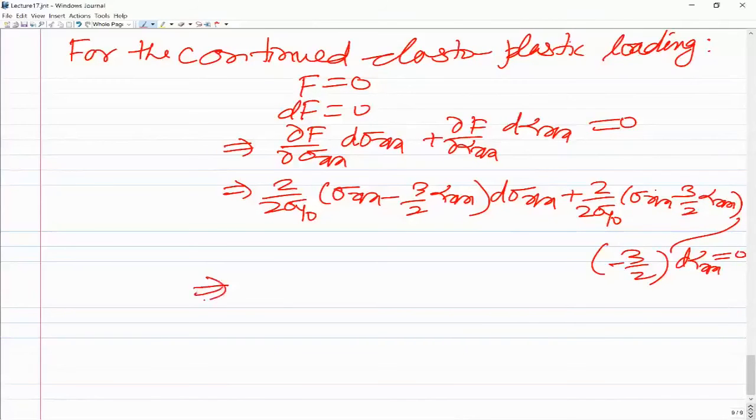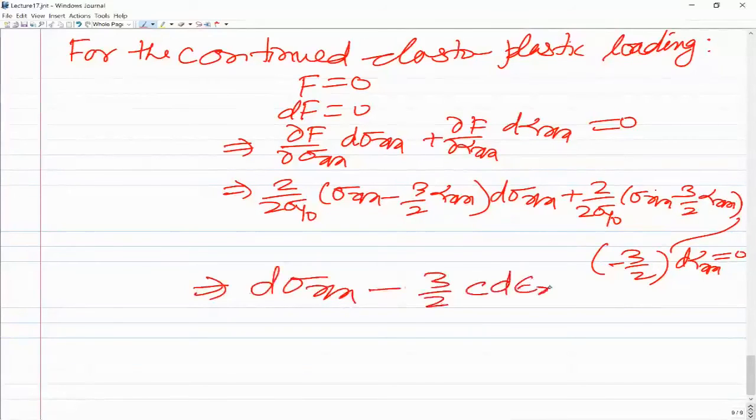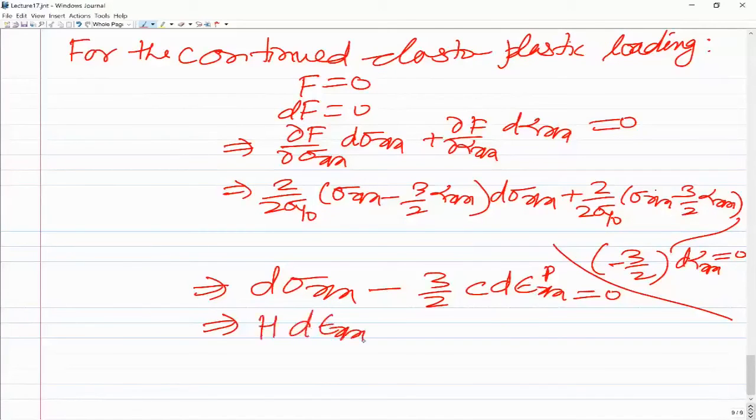And so now sigma xx minus 3 by 2 alpha xx is common, so we can divide the whole thing by that, and 2 upon 2 sigma y naught is also common, so we can divide by that. So we get d of sigma xx minus 3 by 2 into d of alpha xx, and alpha xx is c times d of epsilon xx p, and this is equal to 0. And d of sigma xx, you can write h into d of epsilon xx p, minus 3 by 2 into c into d of epsilon xx p equal to 0.